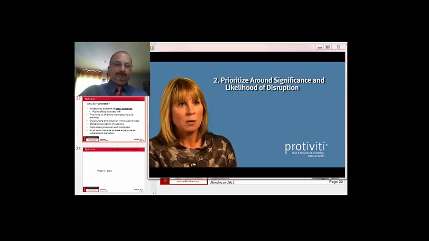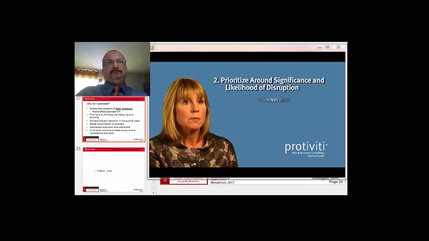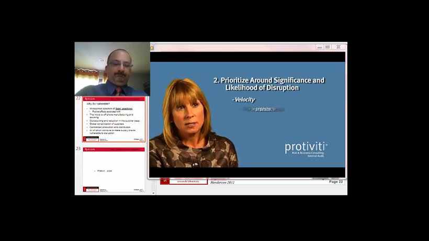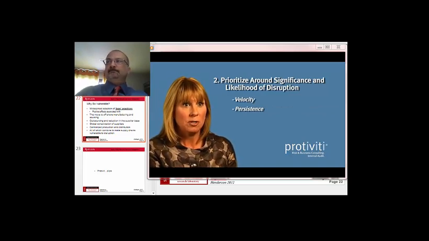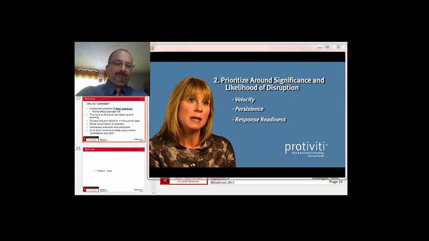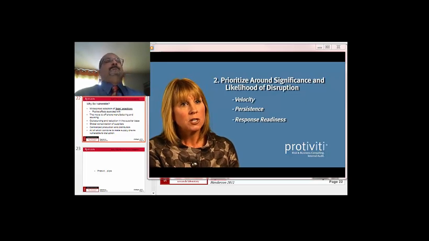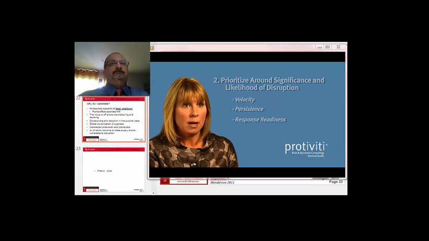So we recommend that companies consider three additional factors. One being velocity. So how quickly will this particular supply chain disruption impact the business? Second is around persistence, which is how long will this have an impact on the company should it persist? And then third is around response readiness. So how flexible is the company? How proactive are they about being able to respond once something occurs? And I think that will give a much different perspective when prioritizing what risk management strategies they should put in place.